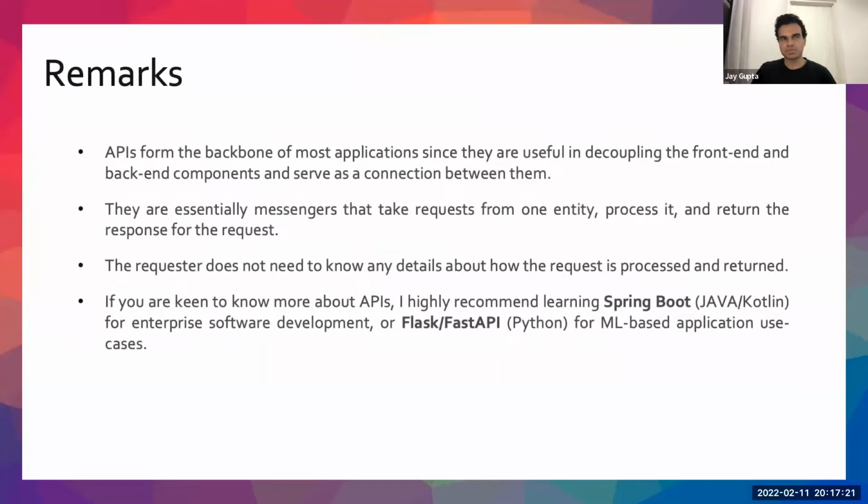So just to sum it up, APIs form the backbone of every application that you've probably used. We have the front end, we have the back end, and the API is a sort of middleman that communicates from one entity to another. You can think of them as messengers, and these messengers carry some data back to the server and return some data from the server.